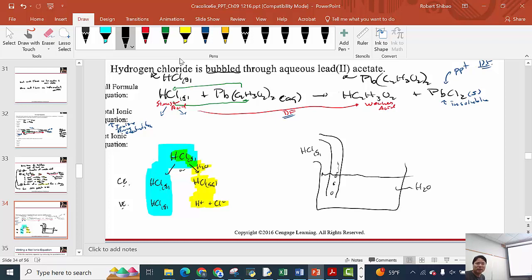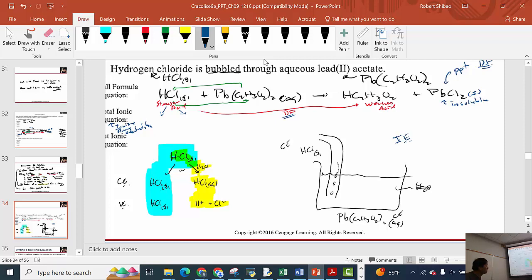And then there's going to be Pb. Actually, this is not water. This is a Pb(C2H3O2)2 aqueous. So when we do this, this is what we call the CE. When we do the IE, we're looking at the major species in solution. So let's take a look at the IE.